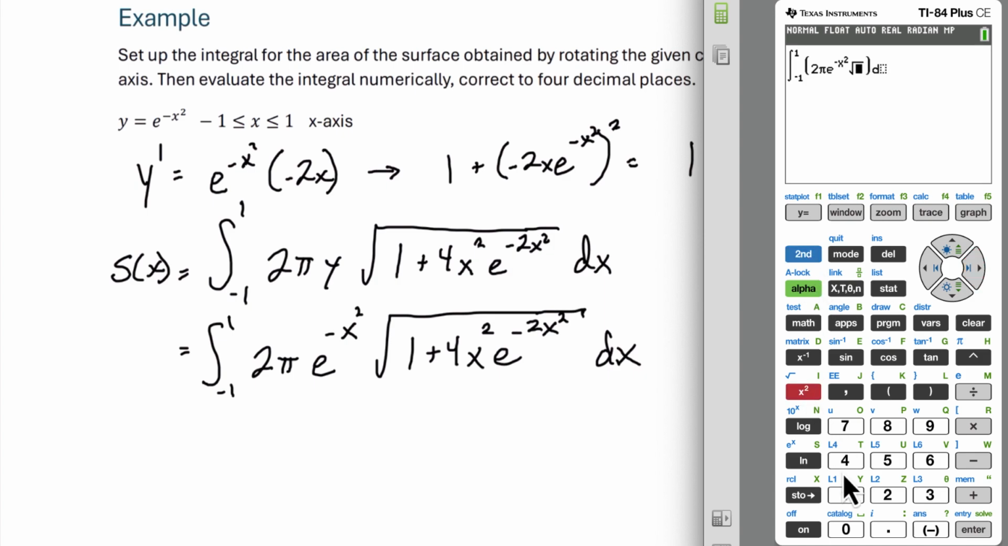square root 1 plus 4x squared e to the negative 2x squared, and then we need to put in the x, and we get that the surface area is roughly 11.0753 if we're rounding to 4 decimals.